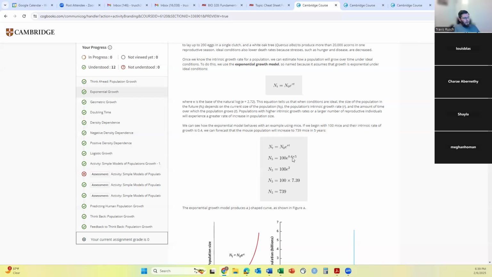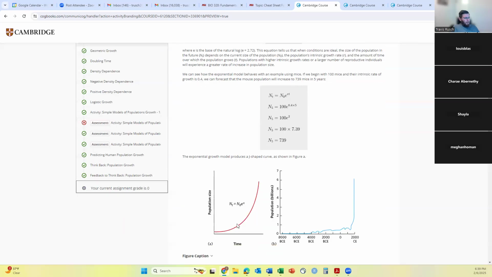Then we raise e to the power of r times t, and that's 0.4, which we were given, and then 5, which we were given. Plug it in, do the math. In 5 years, the population should go from 100 mice to 739 mice, right? And then they show an estimate of what an exponential function looks like, using the exponential equation with some real data. So it's the same general pattern, but you can see it's a little more jagged. It's not as smooth.